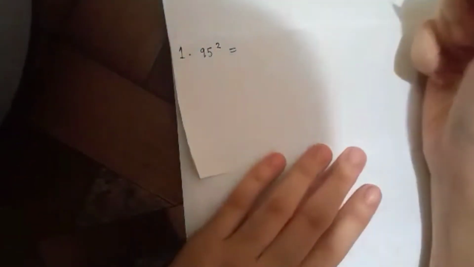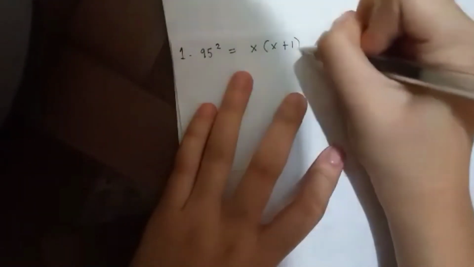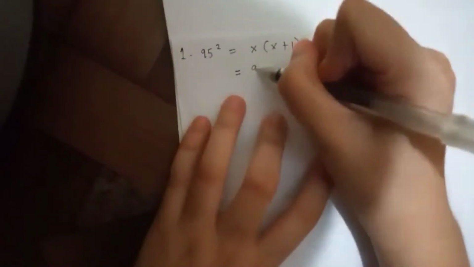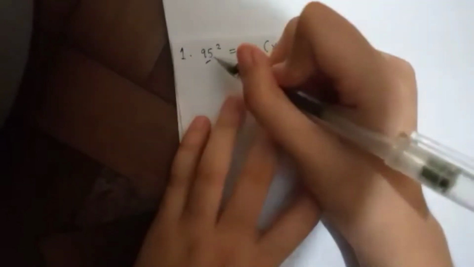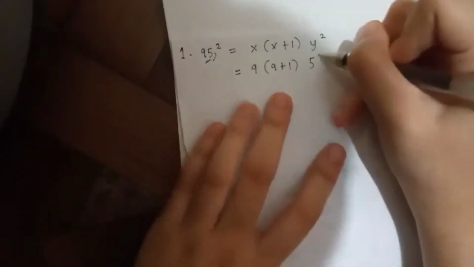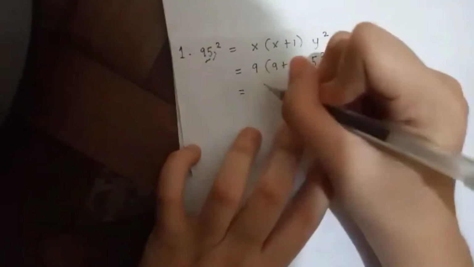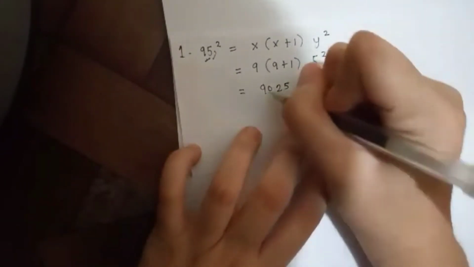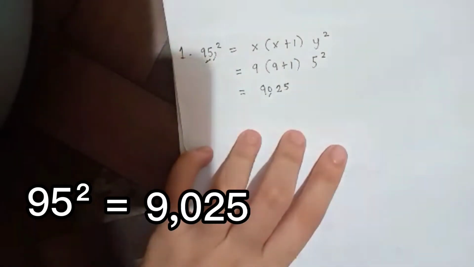Now we are going to verify our conjecture. So the first example we have is 95 squared. So we're going to apply what is in our conjecture. We have x times x plus 1 and y squared. In this case, x is equal to 9. So we have 9 plus 1, and our y squared is the last digit, 5. 9 plus 1 is equal to 10, and 10 times 9 is equal to 90. 5 squared is 25. So thus, 95 squared is equal to 9,025.